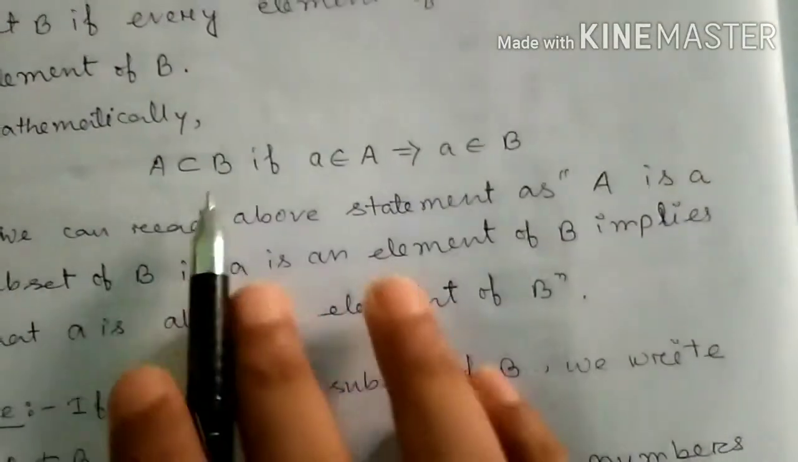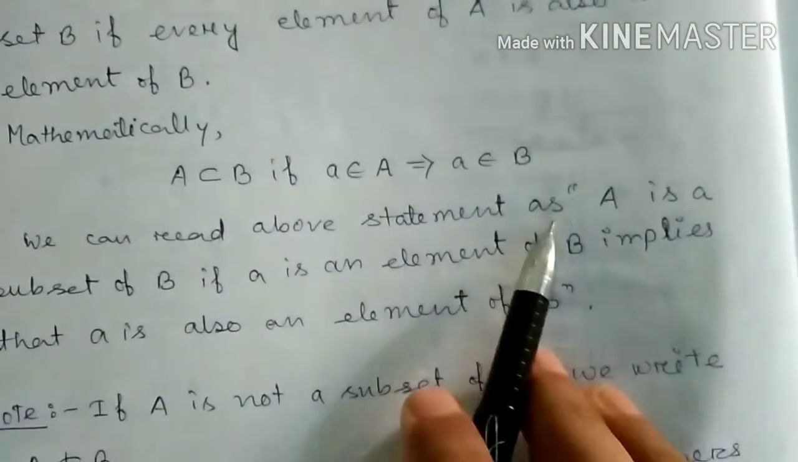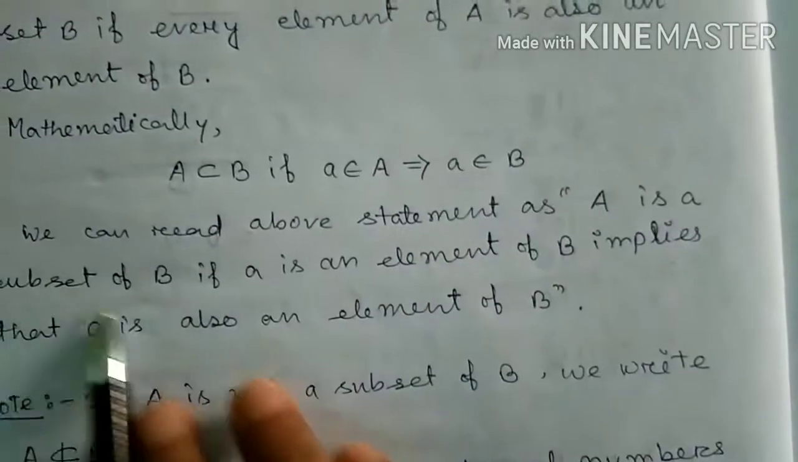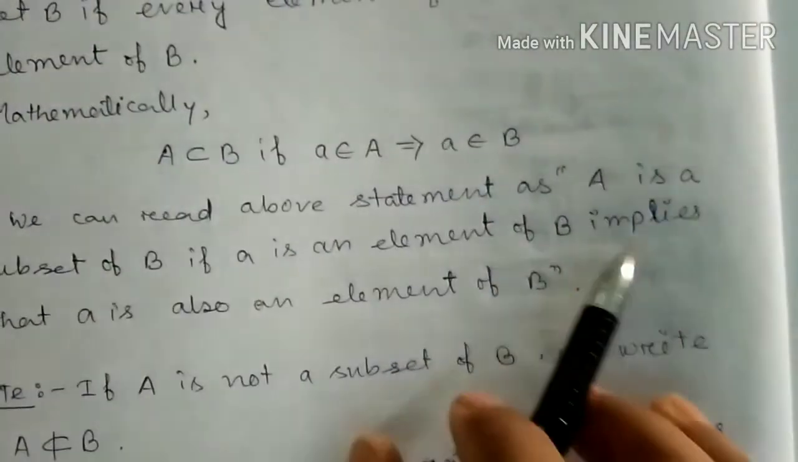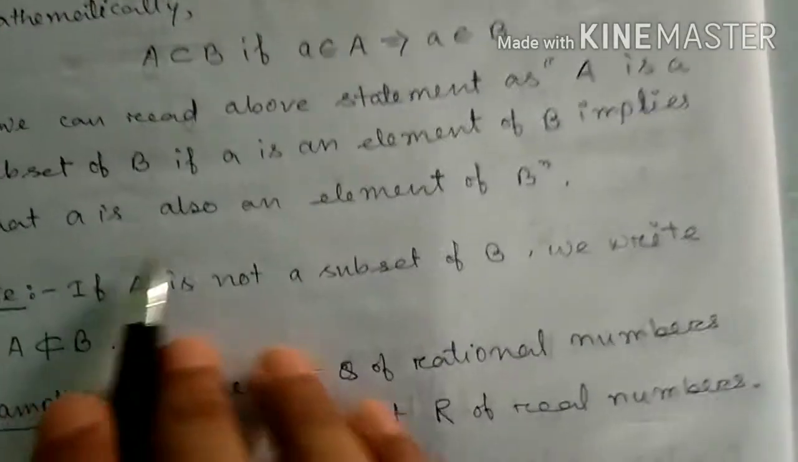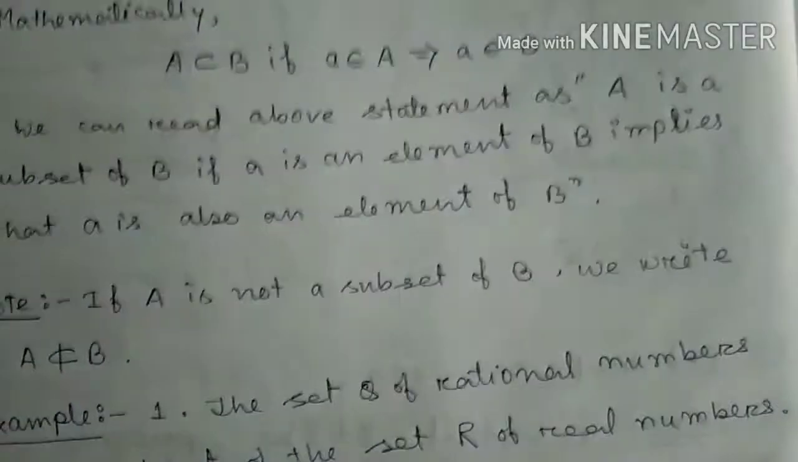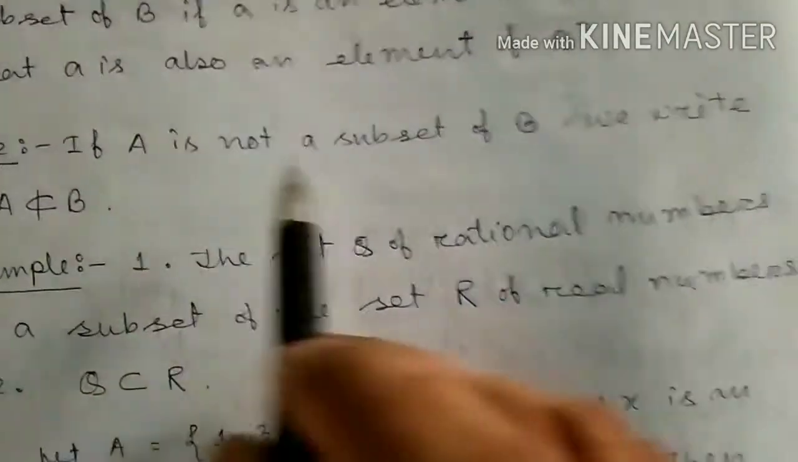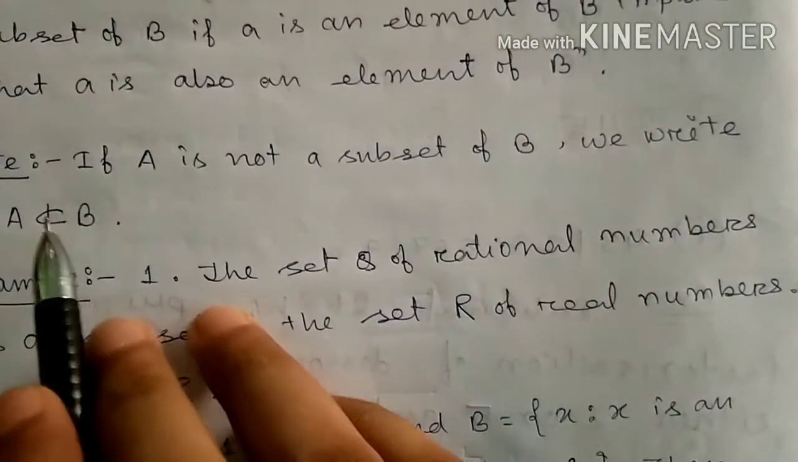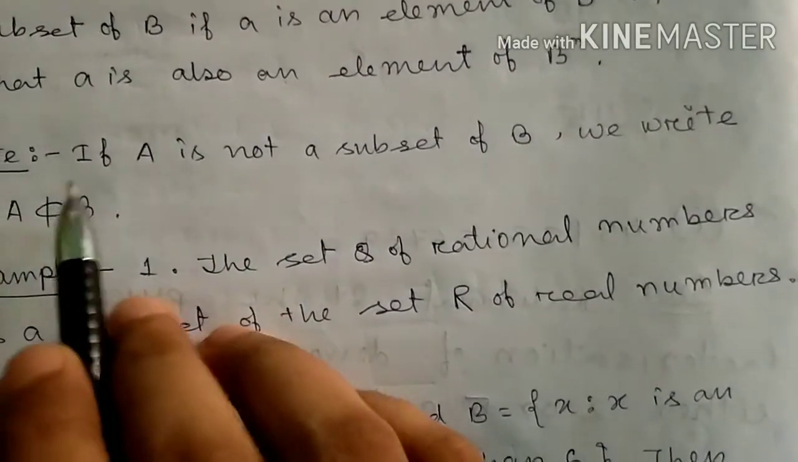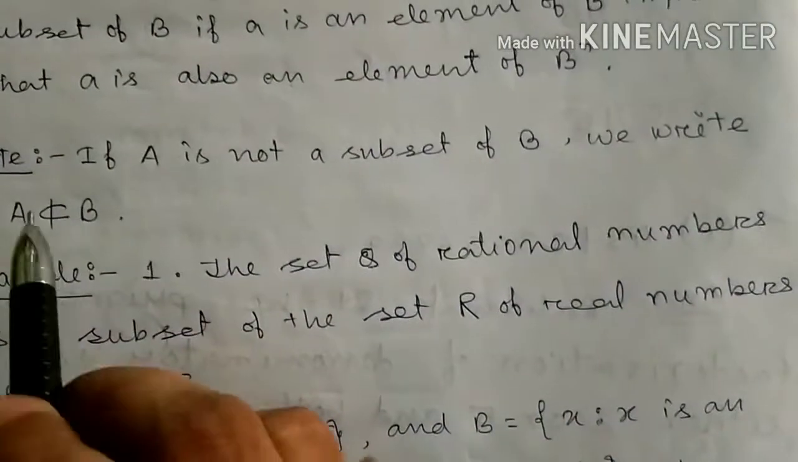We can read the above statement as: A is a subset of B if a is an element of A implies that a is also an element of B. Note, if A is not a subset of B, we write A not a subset of B. If it is not a subset, then we cut this symbol.